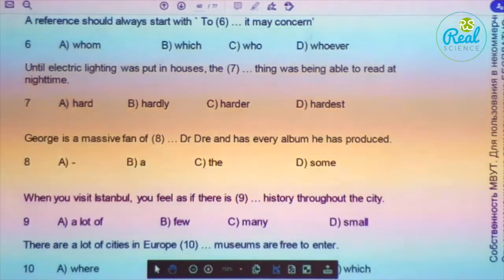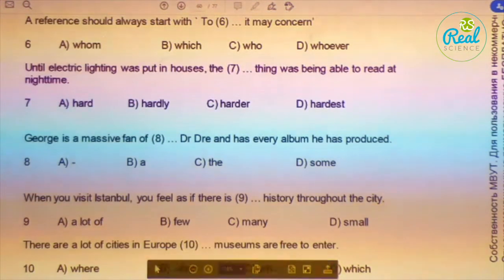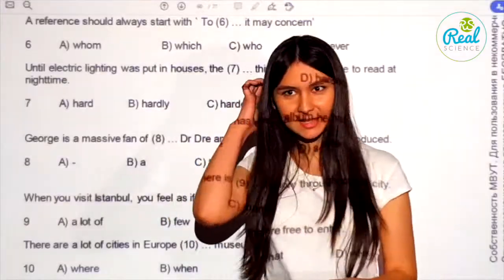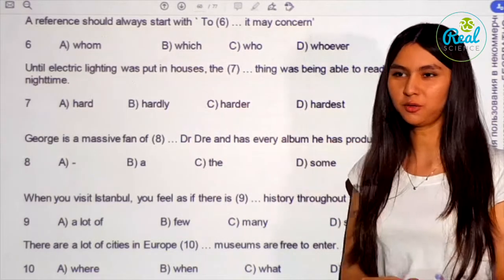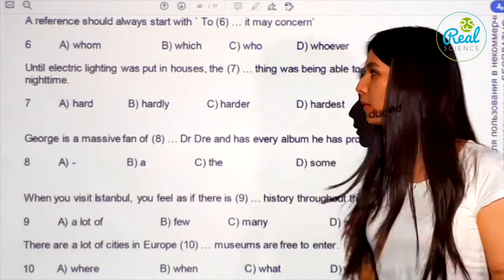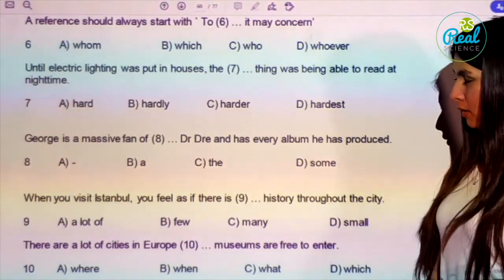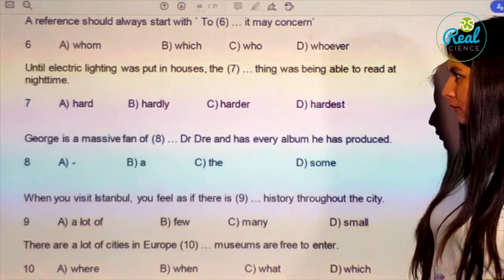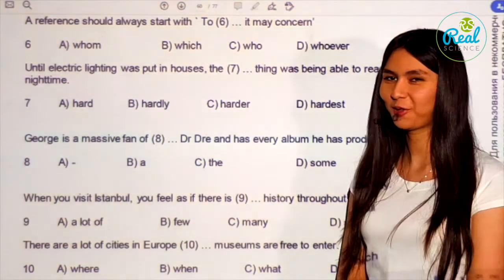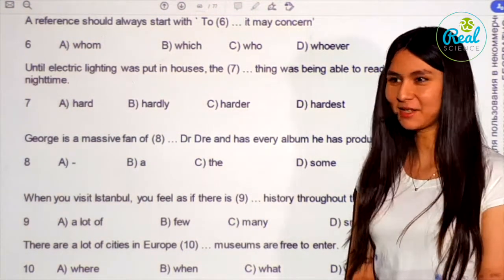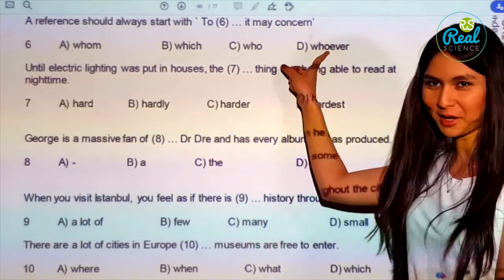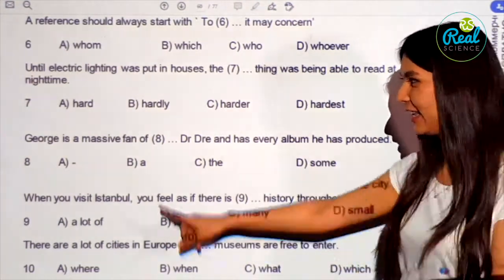From the sixth one till fifth. Visible? Yes. Nice. Okay, in that case, let's check. So the first one, who wants to read? Can I read? Ghalib: A reference should always start with to whom it may concern. Yes, the correct answer is to whom. Okay, to whom it may concern, not whoever. Don't say whoever. Okay, next one.